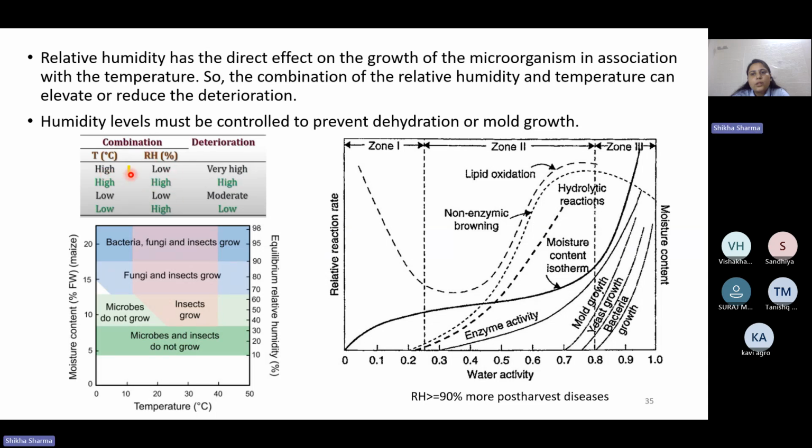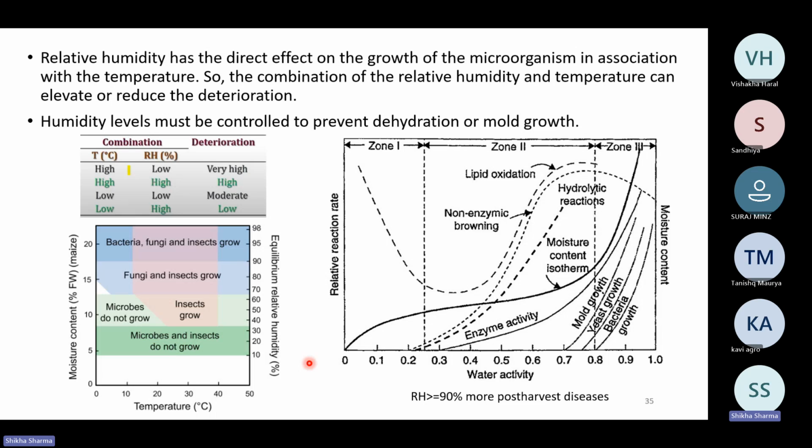If the temperature is high and relative humidity is low, the deterioration is very high. If high temperature and high relative humidity are there, the deterioration rate is high. If low temperature and low relative humidity are there, then deterioration is moderate. And if low temperature and high relative humidity are there, then deterioration is low. So the combination of RH and temperature also affects the growth of microorganisms and the overall deterioration.